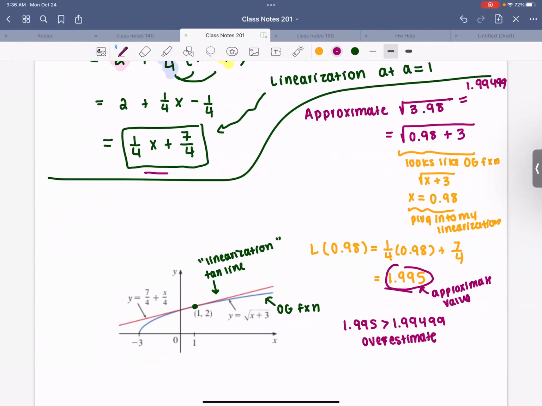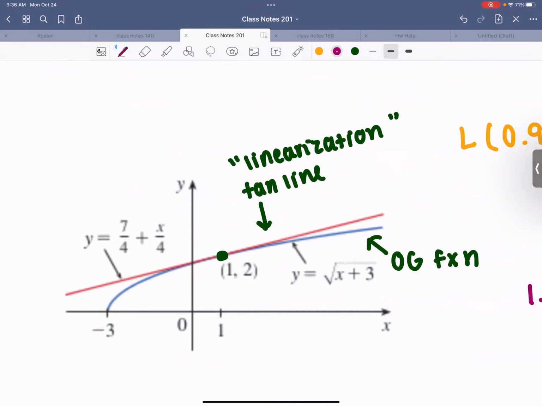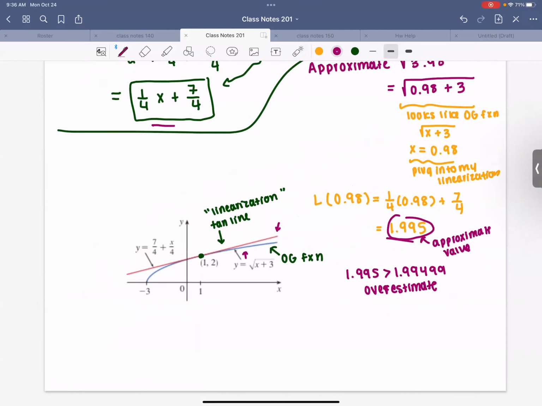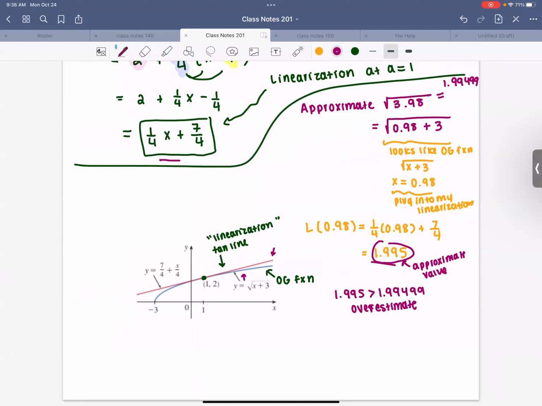And why do you think everything's going to be an overestimate? Well, if it curves, it has to curve away. Look at the graph. My tangent line or the approximate function is always over the original function, right? This function is above the original function. So any approximate value is going to be above the blue line, okay? So actually, my approximation is always going to overestimate my function in this example, okay? All right. Any questions so far?